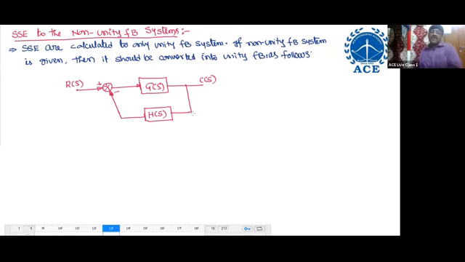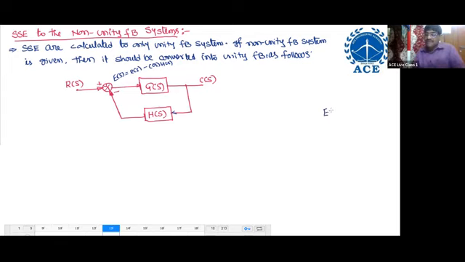Now convert into unity feedback. How to convert into unity feedback? First of all, why don't we get error for non-unity? If I write error here, what is the error you are getting? E of S is R of S minus C of S into H of S. Is it error?